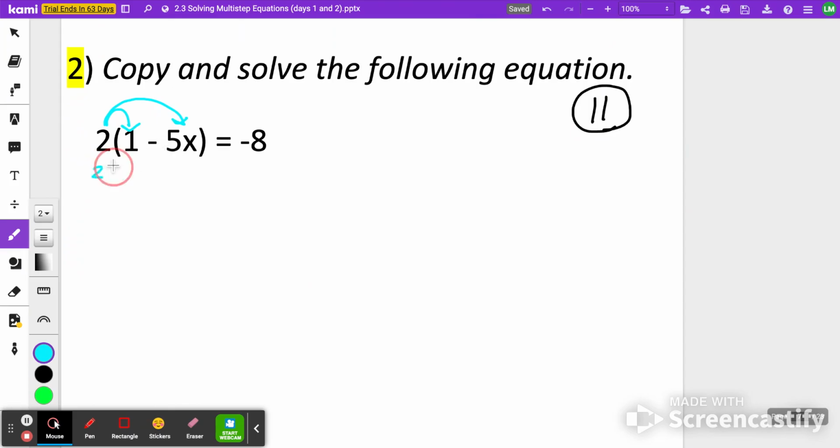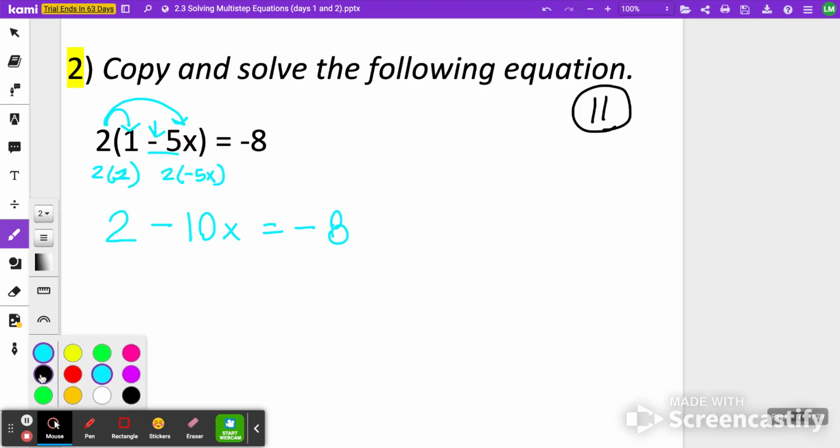So the first part, I'm just doing this. 2 times 1, which is 2. And then this part, I'm doing 2 times minus 5, or 2 times negative 5x. That is negative or minus 10x. All that will be equal to negative 8. So just be very cautious. If there is a negative in front of that 5 or minus, it just makes it a negative 5.